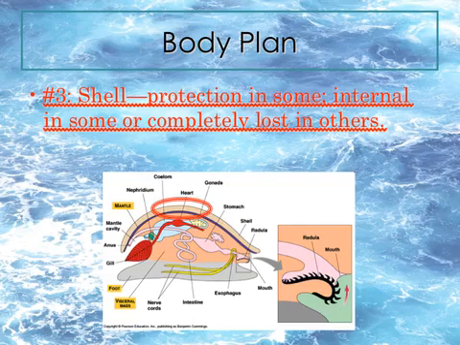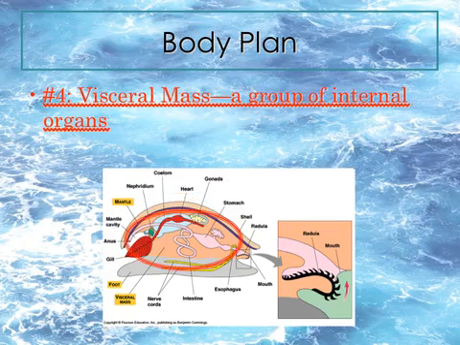The third part of the body plan that mollusks have is the shell. It offers protection for some mollusks. It is internal in others, or it is completely lost in other mollusks. So the shell is kind of up in the air. Sometimes mollusks have it, sometimes it's inside their bodies, and sometimes they don't have it at all. But in general, mollusks have some sort of shell.